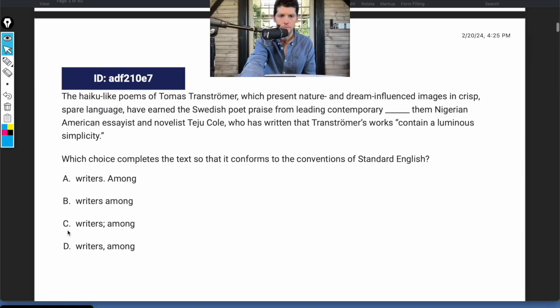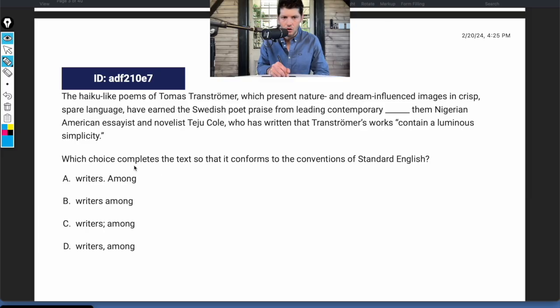Okay, so this next one. Let me start the question the way I normally would, as opposed to reading the passage. So we know we're going to be asked about conventions of standard English. On the real test, you won't know which questions are where, so you should always check. That's what we're dealing with.